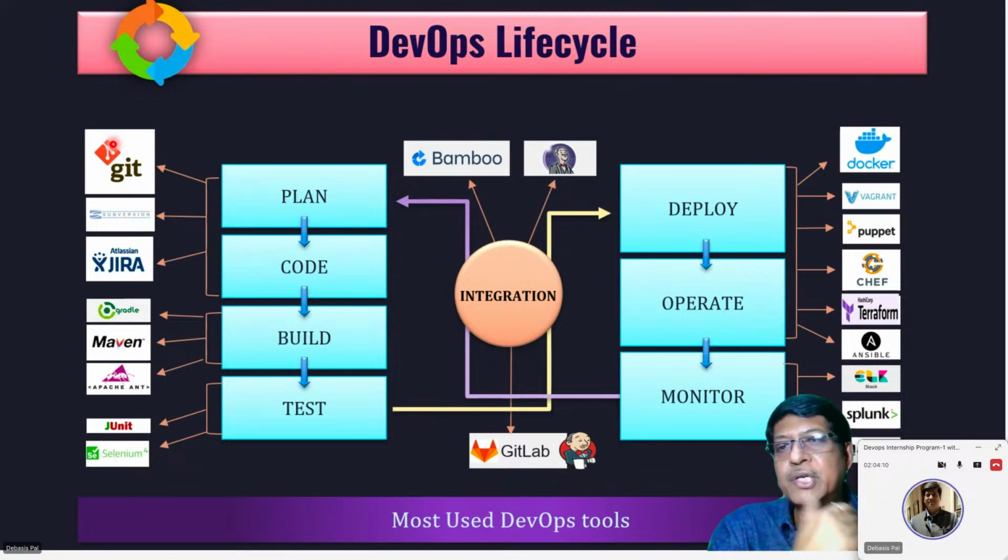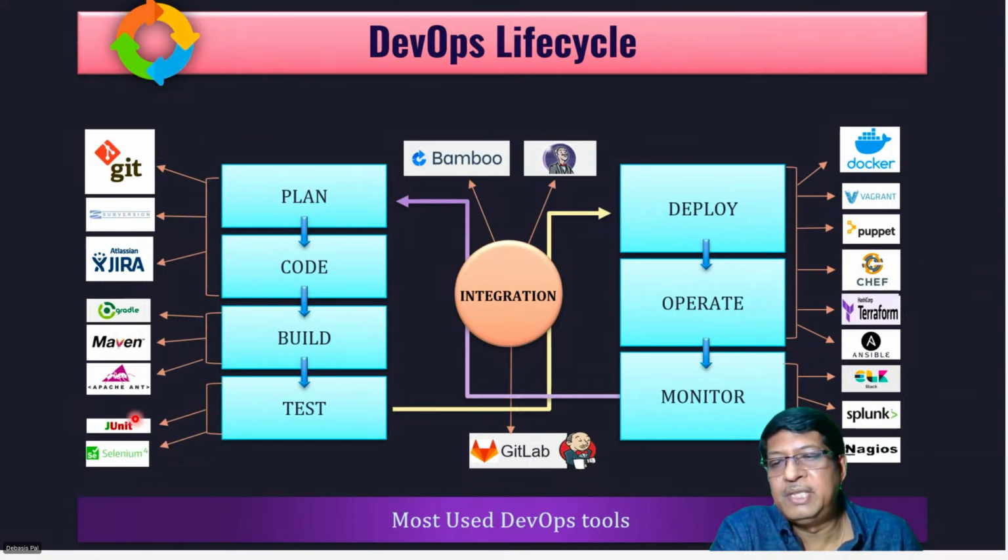So Git is a version control tool. The build tools are Maven, Gradle, and Apache Ant. Ant was very popular earlier, but after the advent of Maven, everything is Maven. Yeah, Gradle is also popular, but Maven is much more versatile. JUnit and Selenium are the automation tools used by the testing team. You pitch in with GitLab as an integration between the various tools.